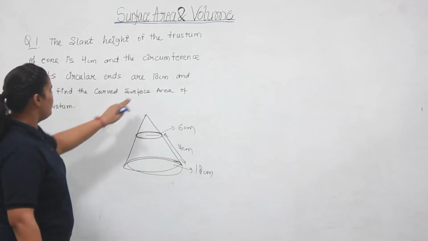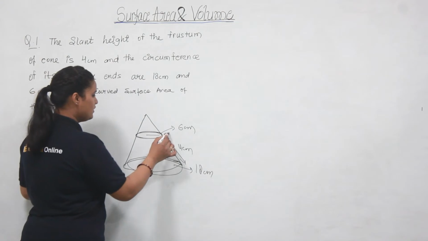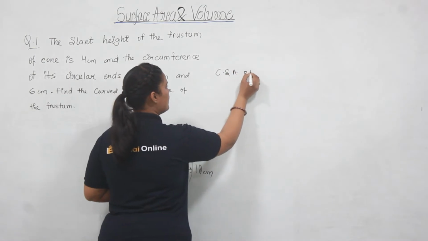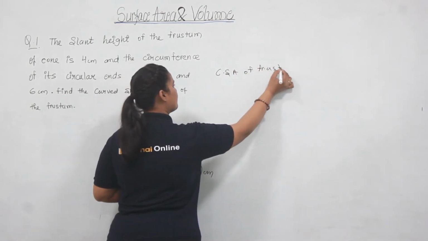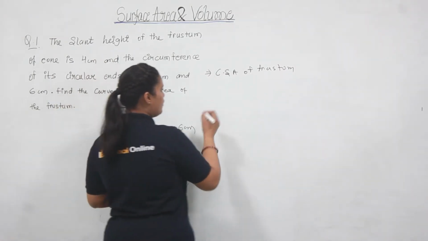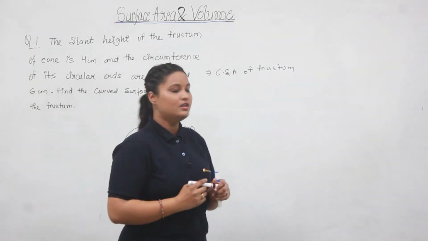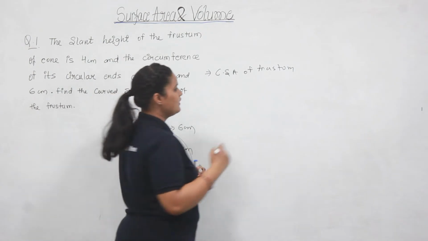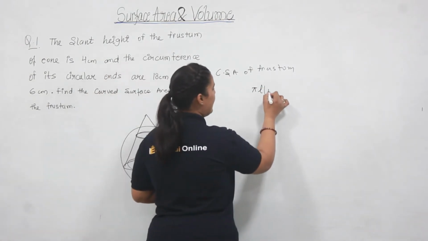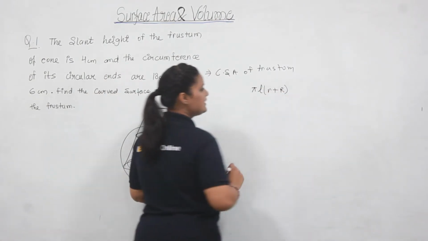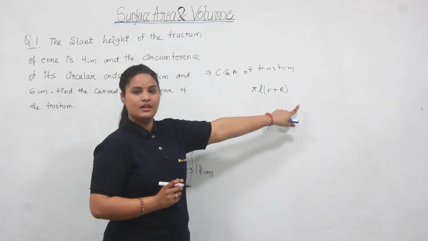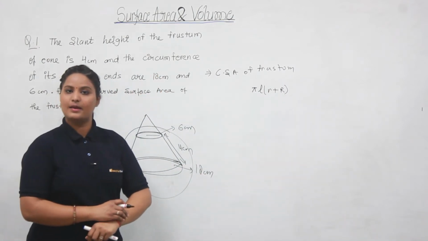Now we have to find out the curved surface area of the frustum, that is, the CSA of the frustum. Clear? Now you tell me what quantities are required for finding the curved surface area of the frustum. We know, according to the formula, it is equal to pi L (R plus r), right? But we don't have the values of r and R here. How will we find the values of r and capital R?